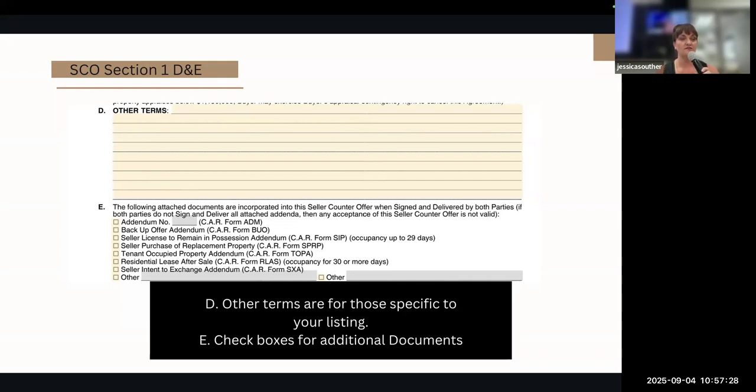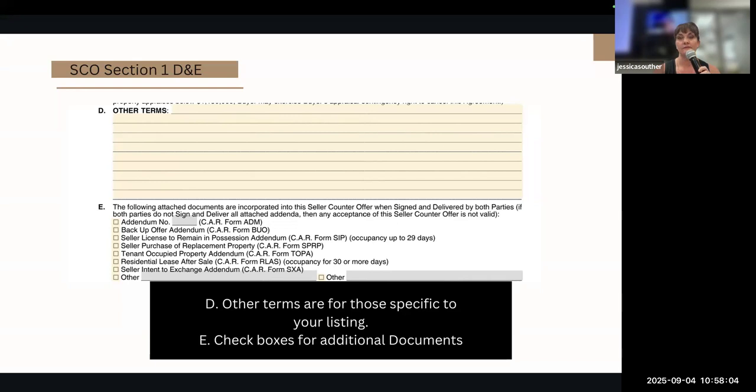Yes. So other terms are things you want to make sure you're excluding, maybe things that you want to make sure are included because they don't want to take. Or you're going to change the purchase price here. You would change the amount of compensation that the seller is willing to pay the buyer agent. That would be addressed in other terms. But if it's something that has its own document, like a backup offer or a seller in possession, you're just going to check the box and fill out that form correctly.